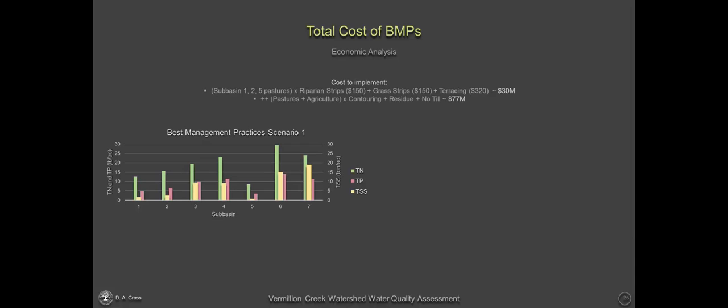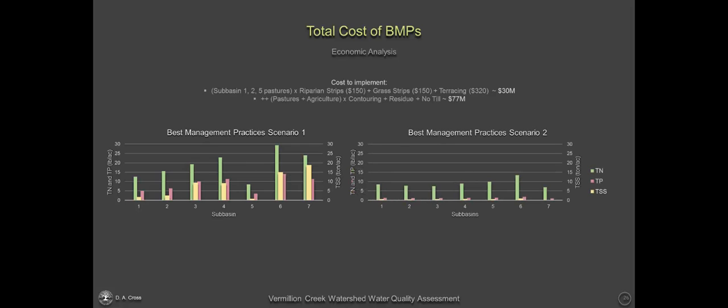Now if we took a look at BMP scenario number 2, where we did everything that we did in BMP scenario 1, but we applied it to all of the subbasins that had pastures and agricultural lands, and we included contouring, residue, and no-till, this came out to be about $77 million. So BMP scenario 2, which has the greatest effect at reducing total pollutants, costs a lot more, $77 million, compared to BMP scenario 1, which also reduced pollutant loads but not as dramatically as BMP scenario 2, but cost $30 million.